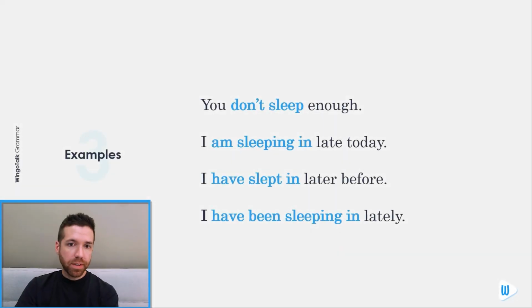Right, example sentences with all the different versions, different verb tenses. You don't sleep enough. I am sleeping in late today. I have slept in later before. I have been sleeping in lately.